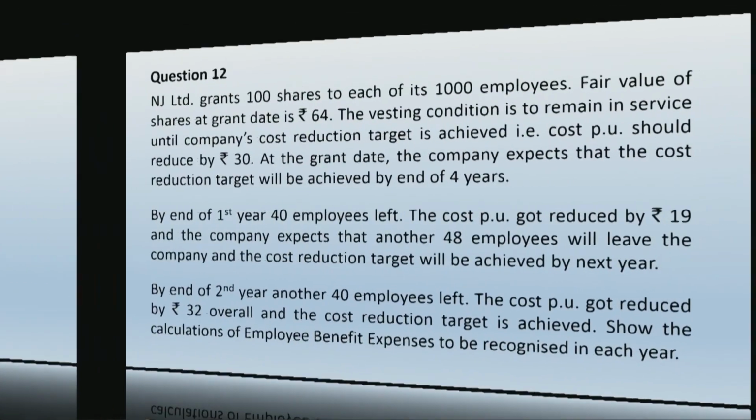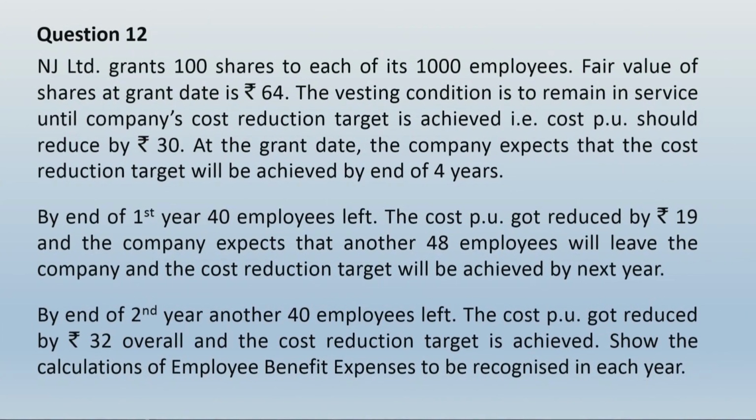Let us take up question number 12. Let us read this question. NJ Limited grants 100 shares to each of its 1000 employees. Fair value of shares at the grant date is rupees 64. The vesting condition is to remain in service until company's cost reduction target is achieved. That is, cost per unit should reduce by rupees 30.